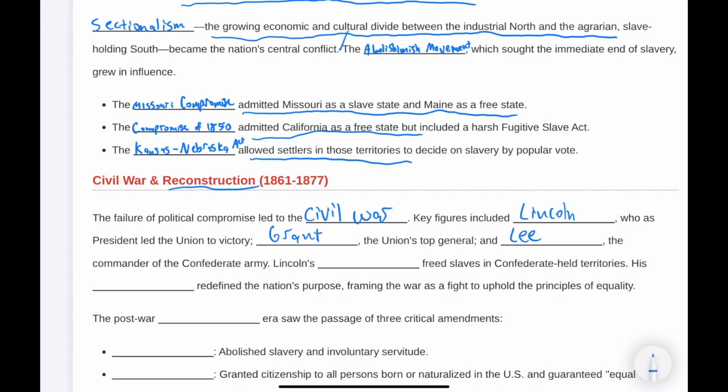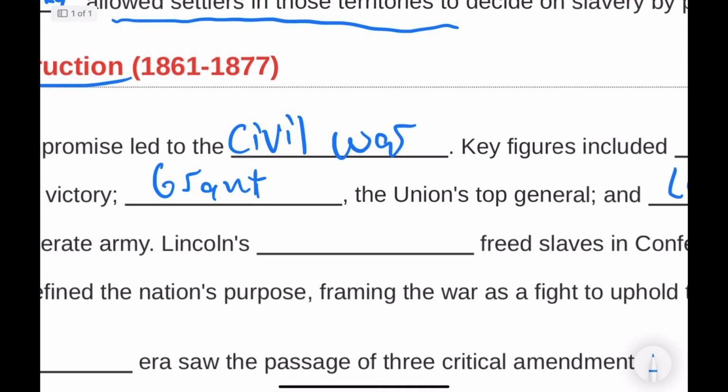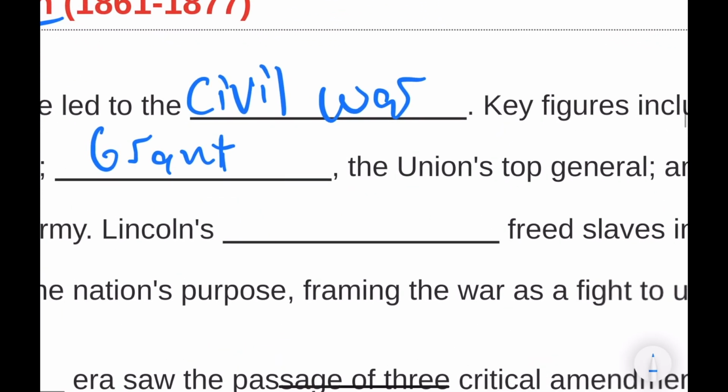All right. Now, Lincoln's blank freed slaves in Confederate-held territories. So that was Lincoln's Emancipation Proclamation. Let's go ahead and fill this blank in. Emancipation Proclamation.